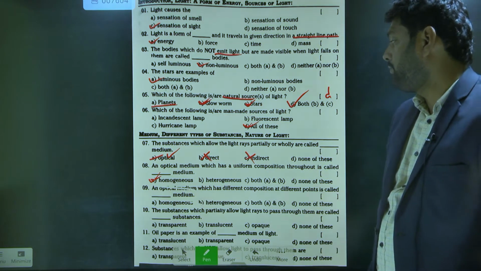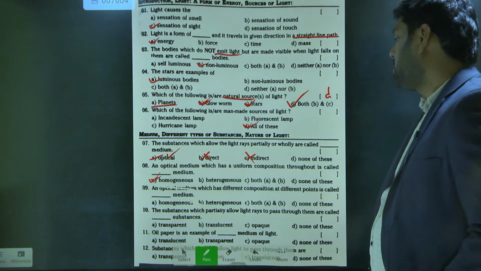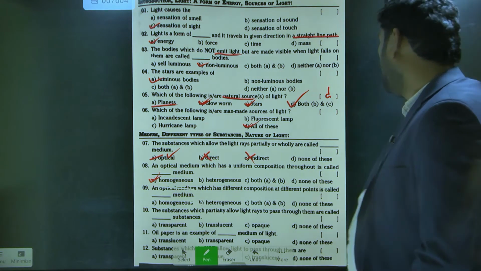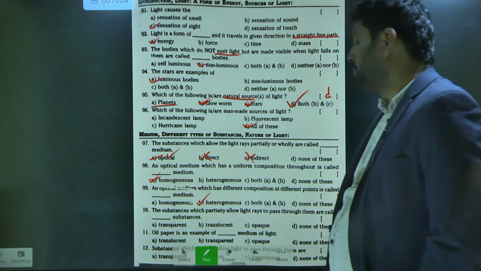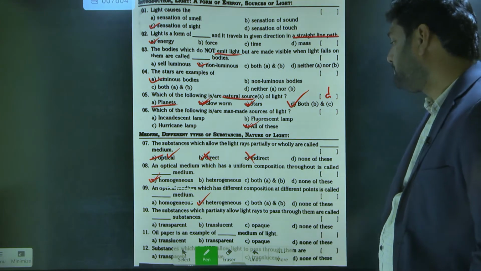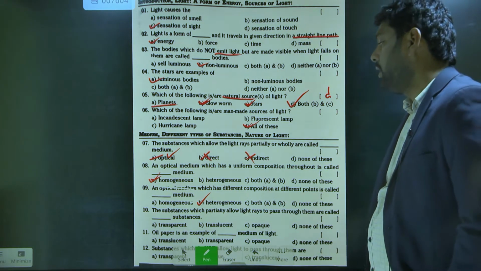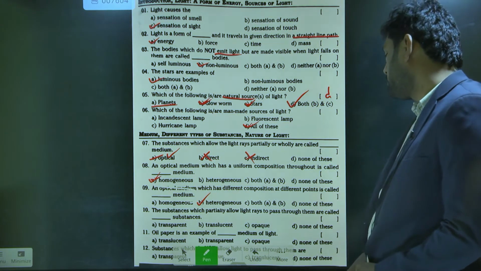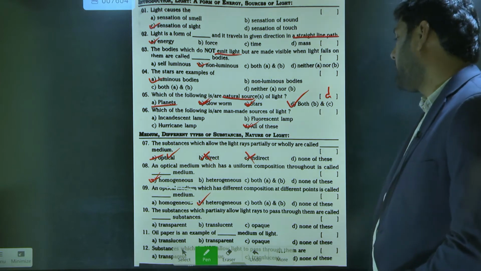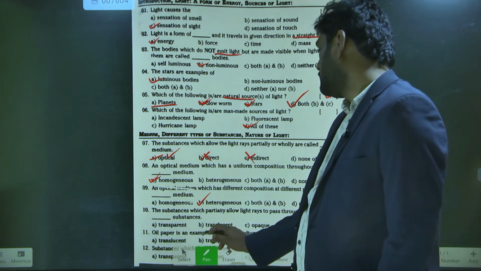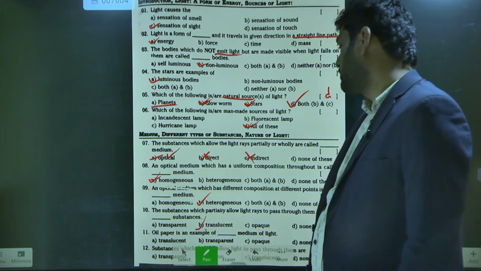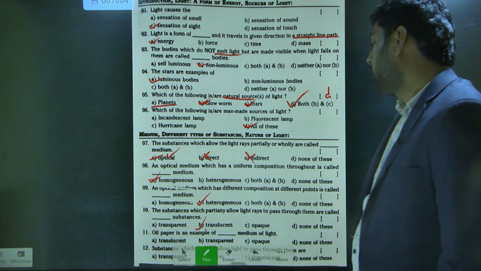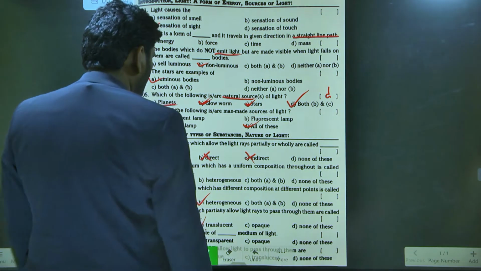And the next, an optical medium which has different composition at different points is called heterogeneous. Simply the option is B, just now we discussed. Next, in the same way, the substances which partially allow the light rays to pass through them are called what kind? So simply this is option B, because I just discussed that. So option B is the correct answer.